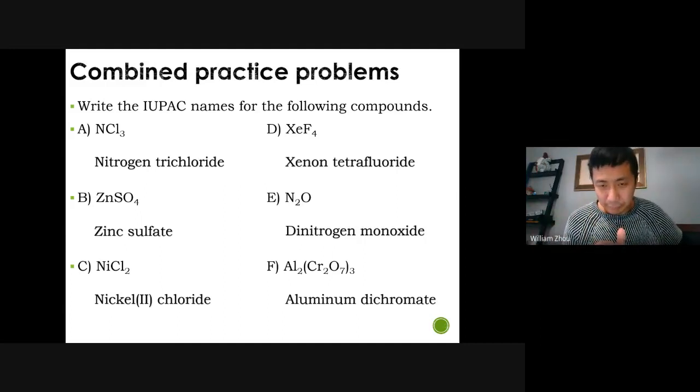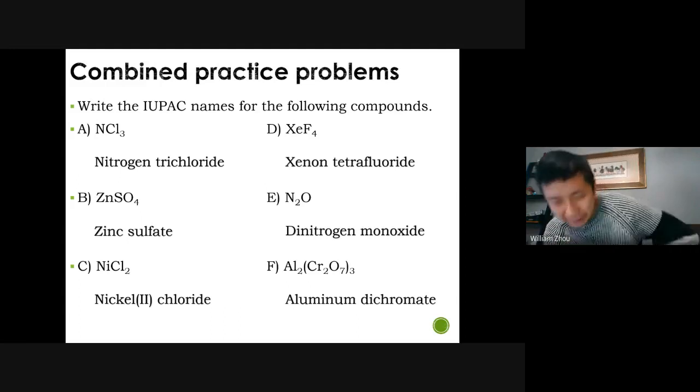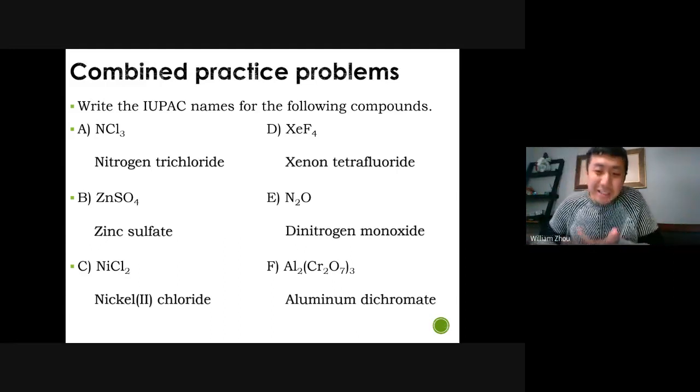Here's why. This di is not a prefix. That di is part of the name of the polyatomic ion. The Cr2O7, this ion's name is dichromate. Okay, I didn't put a di in front of it. It came with the name. So I felt like I had to explain that. Otherwise, you might get confused. That di is not a prefix. It's part of the name. You see what I mean?